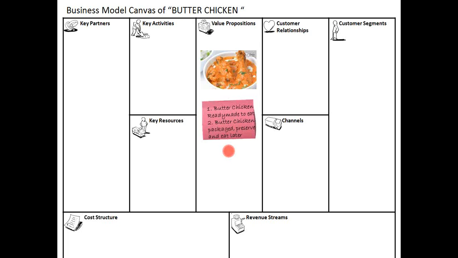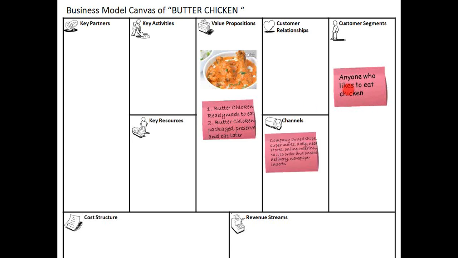Now that I have the value proposition, let me look at who could be my customer. Here, I've just got a very basic idea of saying anyone who likes to eat chicken is probably a customer for me, but that's probably still a little broad. I might want to eventually focus it down further.